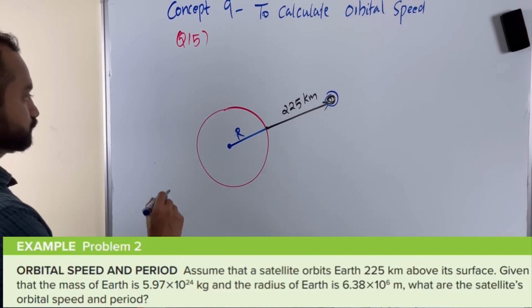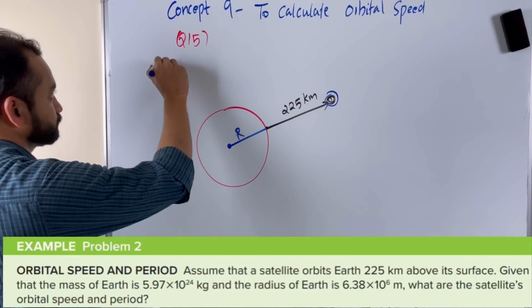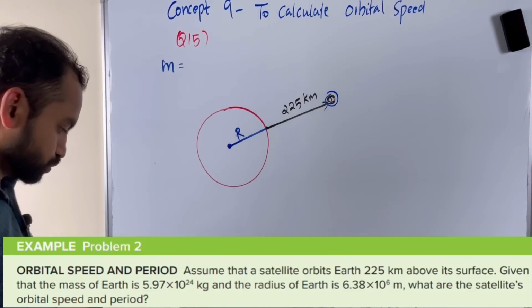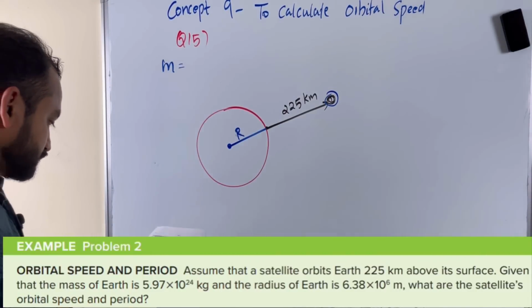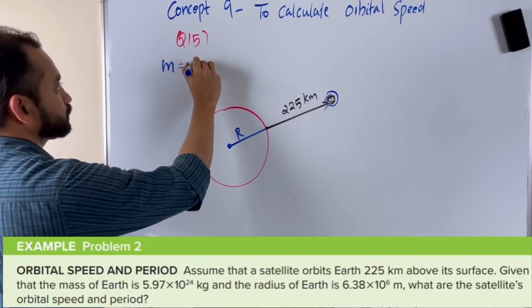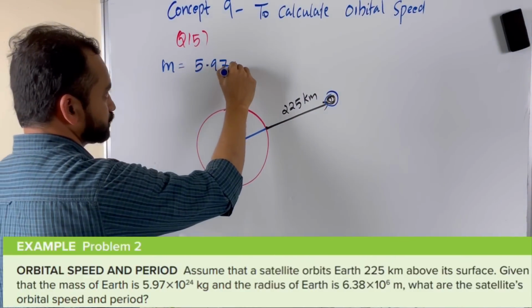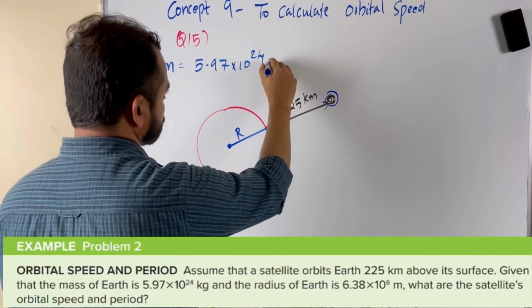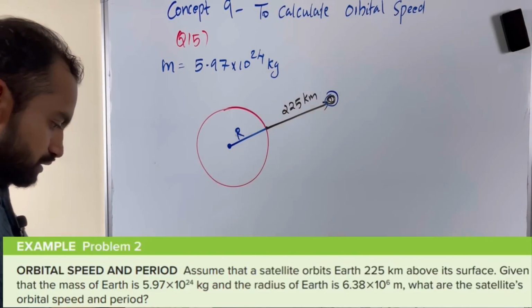And what is the mass of the Earth? The mass of the Earth is given. Mass of the Earth is equal to 5.97 times 10 to the power 24 kilogram. That is the mass of the Earth.